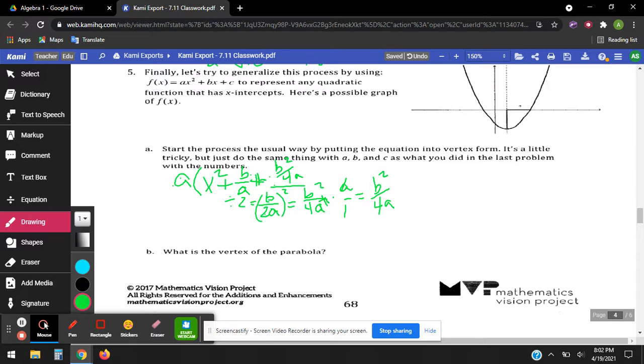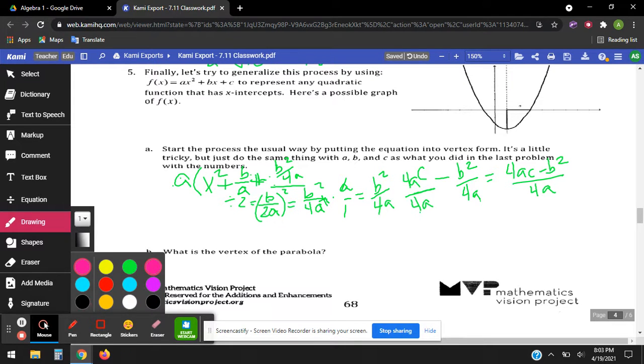But then I have to subtract c from it, right? Because I have to see how far I've got to get from there. So I'm going to do c minus b squared over 4a. And to be able to do that, I actually have to put times 4a on both sides, right? Because now I have the same denominator to be able to do this. So I have 4ac minus b squared over 4a.